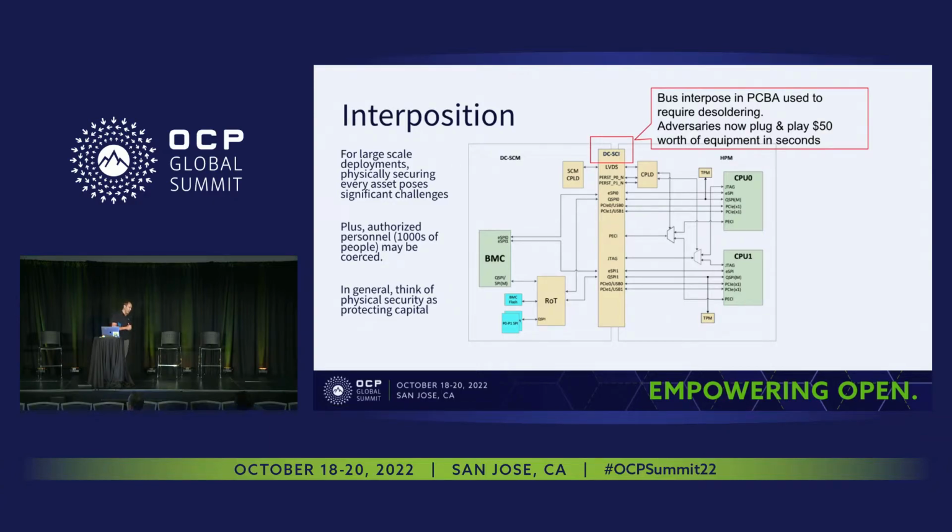Interposition. The thing to keep in mind here is that when you have large scale deployments, physical security is not gonna get you confidentiality, right? Hyperscalers, of course, we have cages and metal detectors and cameras and guards and all that stuff. All that's great, but that's so that people don't just walk away from the data center with equipment. That's what that primarily is about. It's not a good mitigation against confidentiality threats, right? So physically securing every asset is just not tractable against attacks where people are just walking by and swapping something and then walking away, right? Or plugging an interposer and walking away.